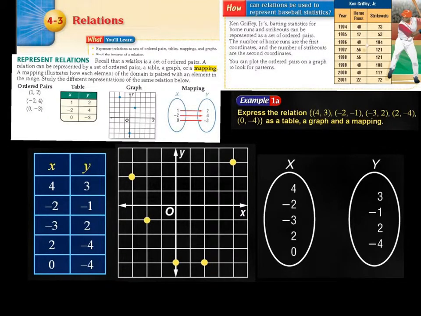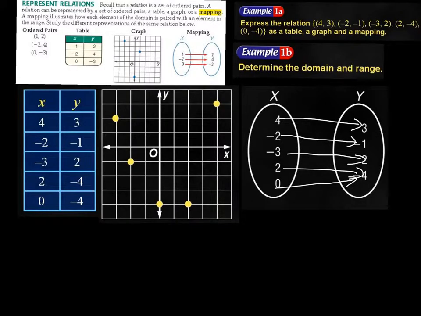And then in the mapping, we would write 4, 3, -2, -1, -3, +2, 2, -4, and 0 also goes to -4. And then they ask us to determine the domain and range. The domain is just a list of the numbers in the x position. So 4, -2, -3, 2, and 0.